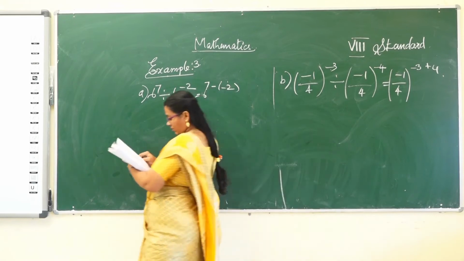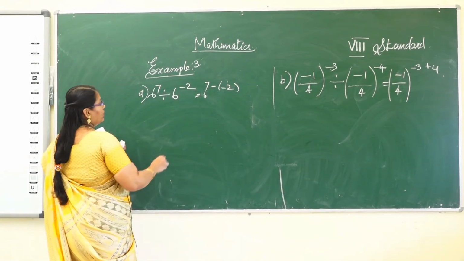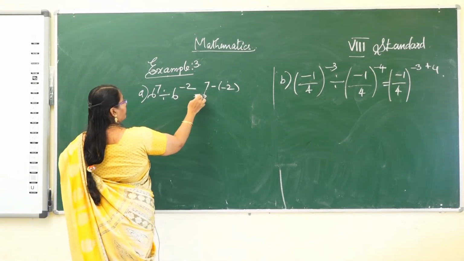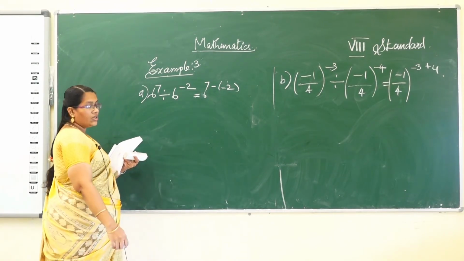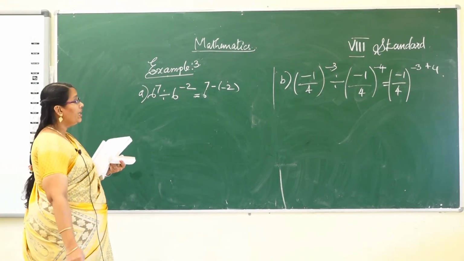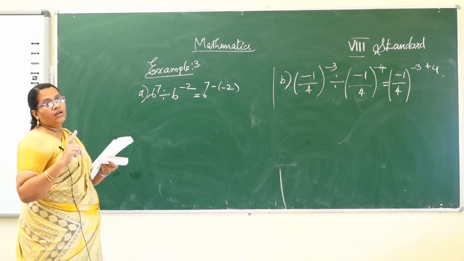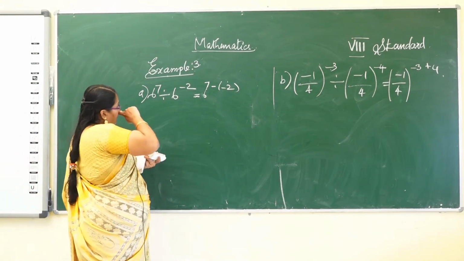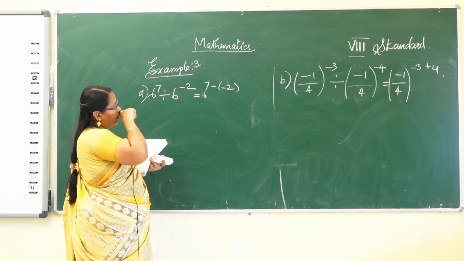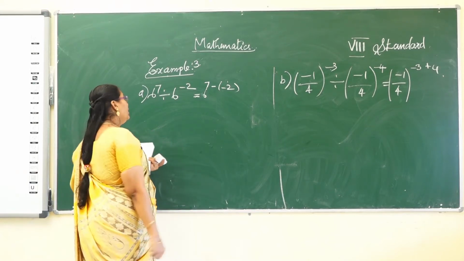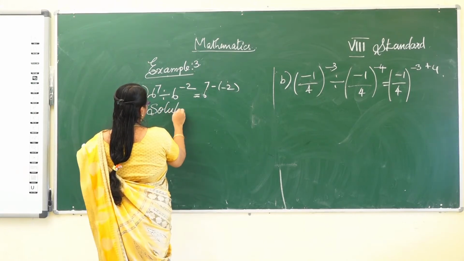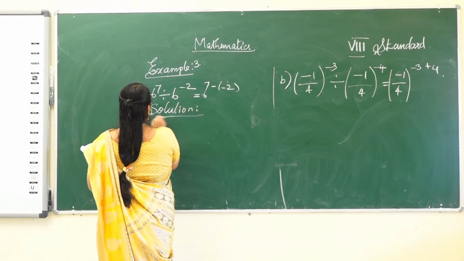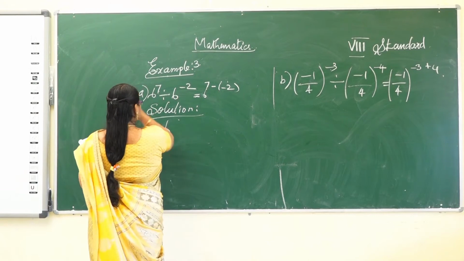See another method. Both have the same question. Example 2 also says verify the following, and example 3 also says verify the following. Here we apply the rules for negative exponents only. Okay. So let us consider the left hand side.